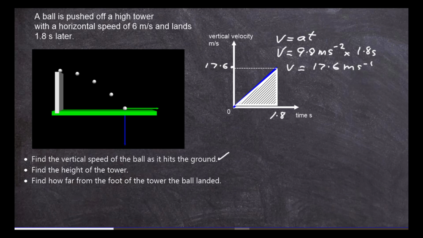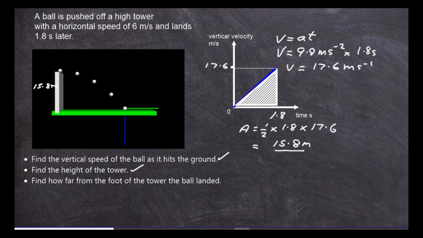Now it's a triangle, so all we have to do is work out the area of it, and the area is going to be equal to 1/2 the base times the height. 1.8 is the base times the height of the triangle, 17.6, and we work that out. We get a value of 15.8 meters, nearly 16 meters. So we know that the height of the tower is about 15.8 meters, or 16 meters if we want to go to two significant figures. 15.8 meters is the height of the tower, found from our vertical velocity motion graph.